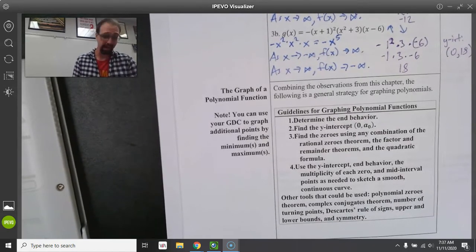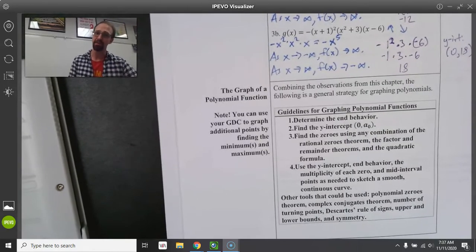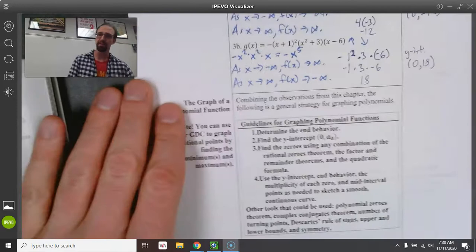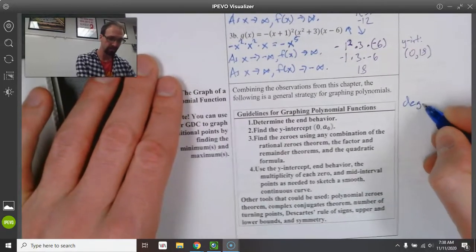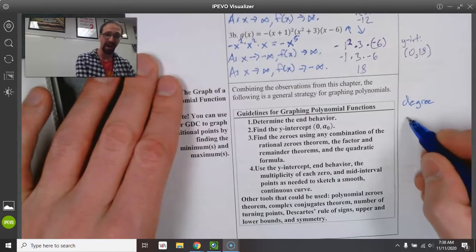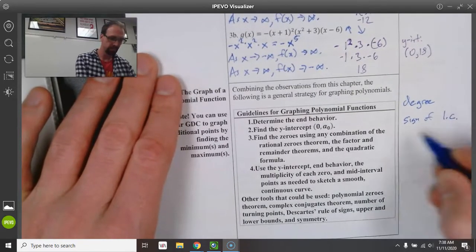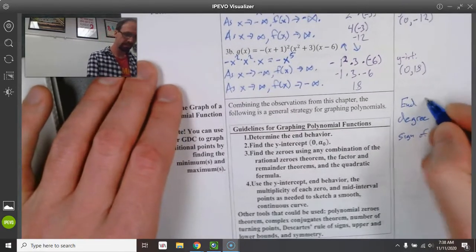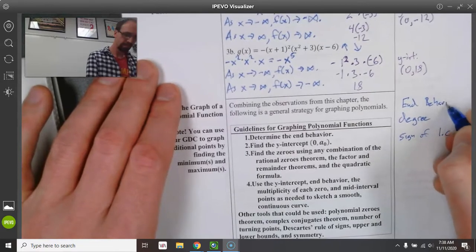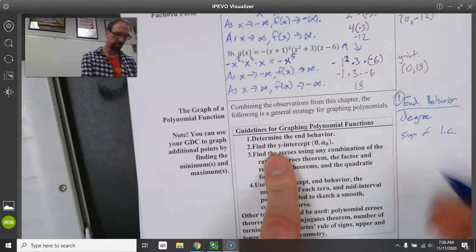So here we have step 1, determining the end behavior. We talked about that in this particular section. Remember, the end behavior is determined off of the degree of the polynomial and then the sign of the leading coefficient. So that gives us the end behavior. So that's for part 1.